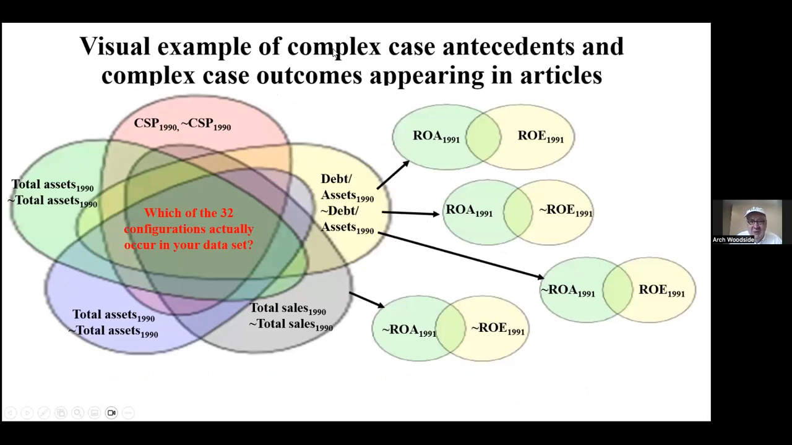This is what we want to do. We want a visual example of complex antecedent conditions where we have corporate social performance 1990, if we had the data available for Waddock and her colleague Graves, as well as the negation of corporate social performance. You'd like to study each of those as inputs, antecedent conditions. Same thing with debt, total sales, total assets. I got total assets twice here.